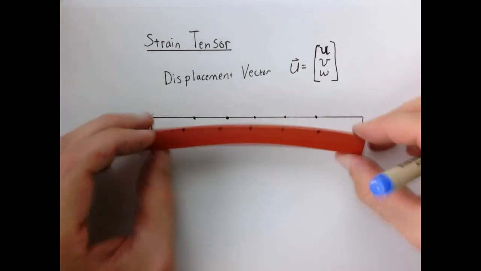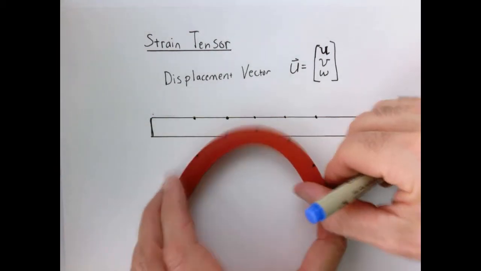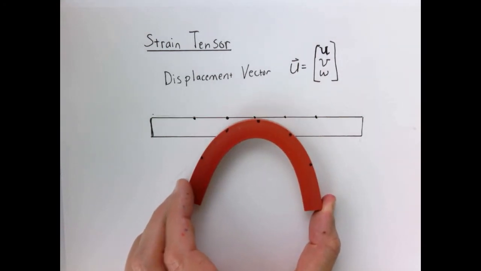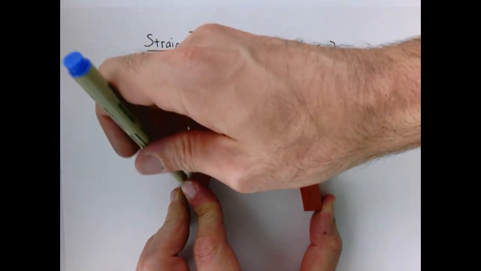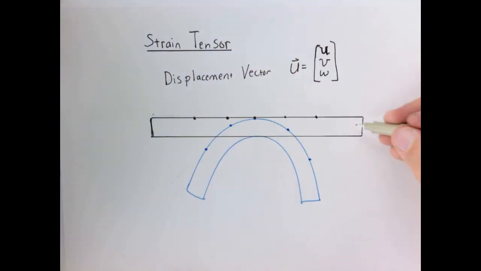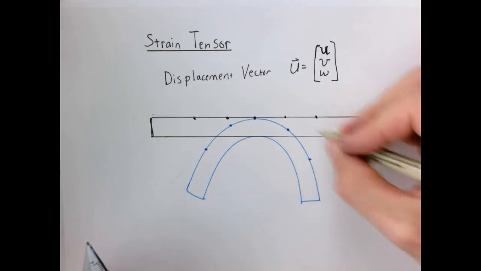So now let's deform it and draw a sketch. And I'm going to do it quite extreme, just to exaggerate the effect. So there we go, the original configuration and the deformed configuration in blue. So what's the displacement vector? Well, the displacement vector is actually a field. So it's actually defined for every material point.